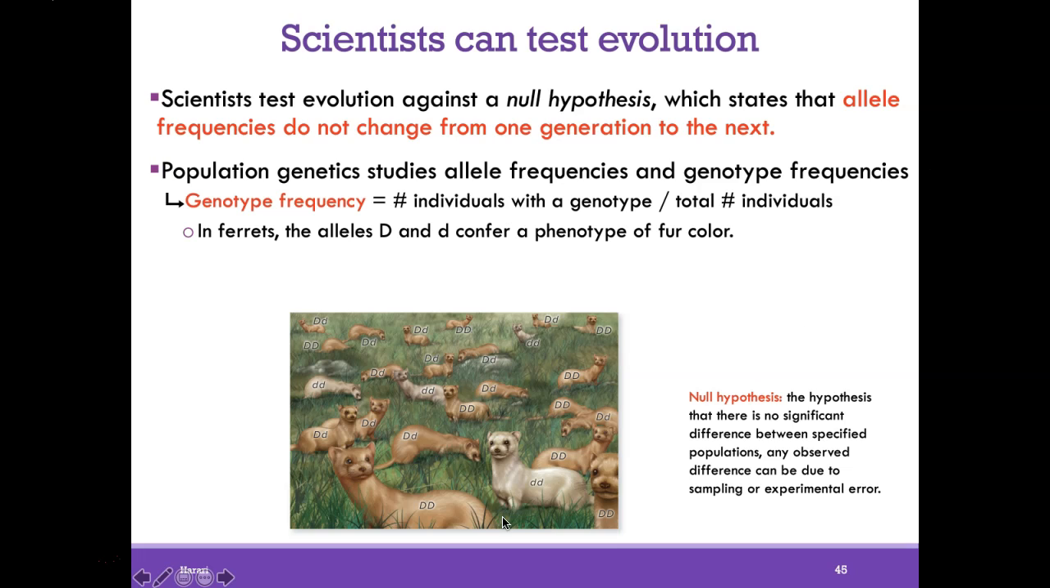So we gave this example of ferrets before, and let's say that big D and little d both confer the phenotype of fur color, where big D is dark and little d is light.